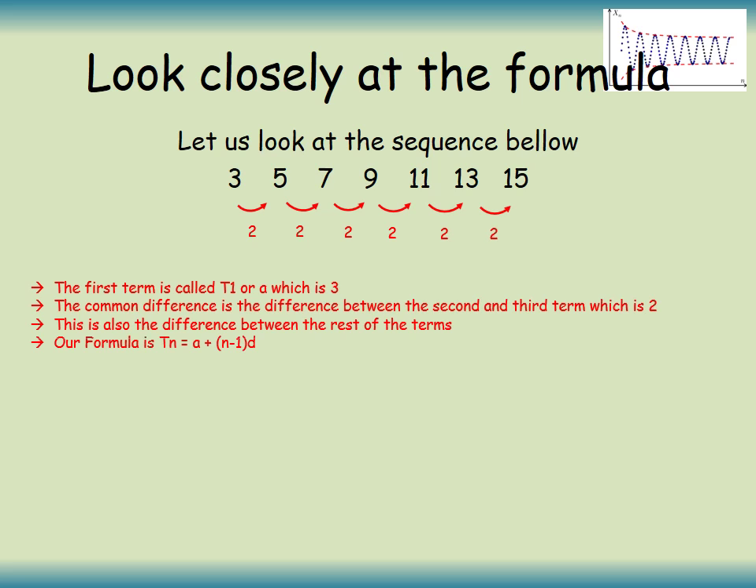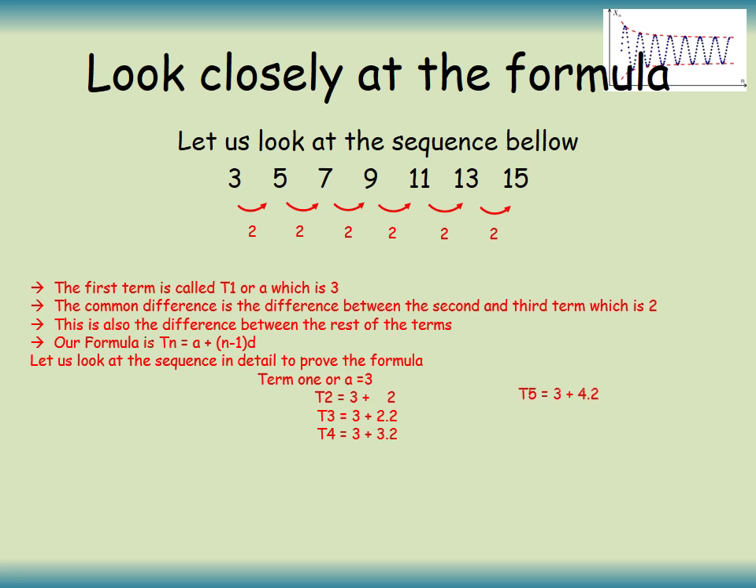Our formula is Tn = a + (n − 1) × d. Let us look at the sequence in detail to prove the formula. Term 1, or a, is 3. Term 2 is term 1 plus 2, which is 3 plus 2. Term 3 is 3 plus, at this stage I'm going to use multiplication to help with this proof. I'm going to call it 2 times 2.